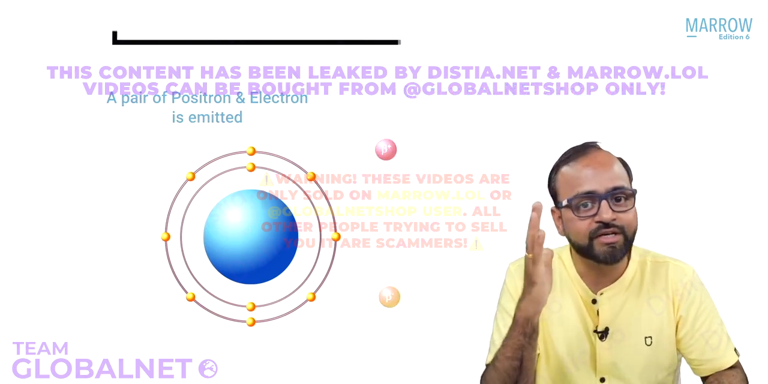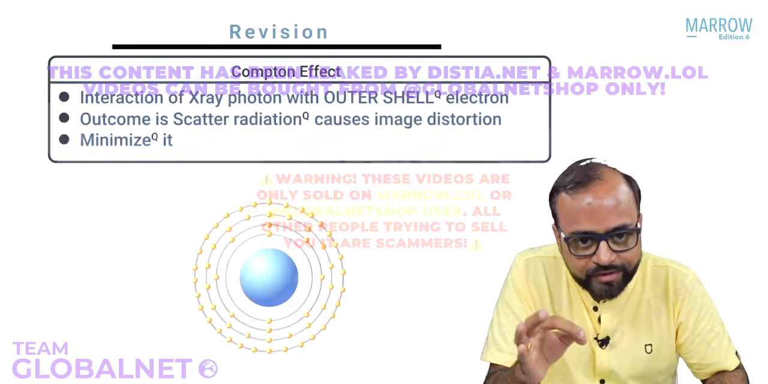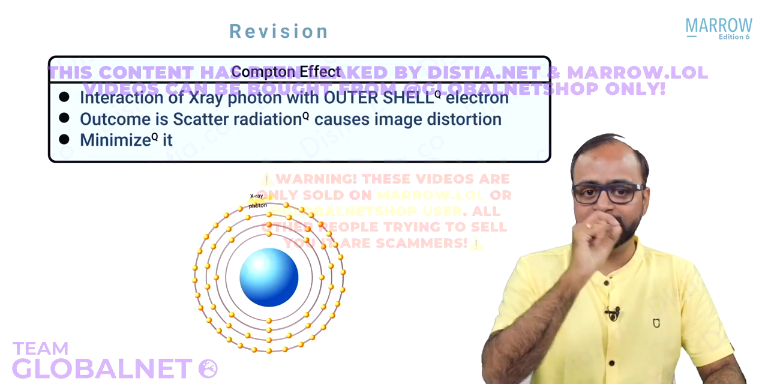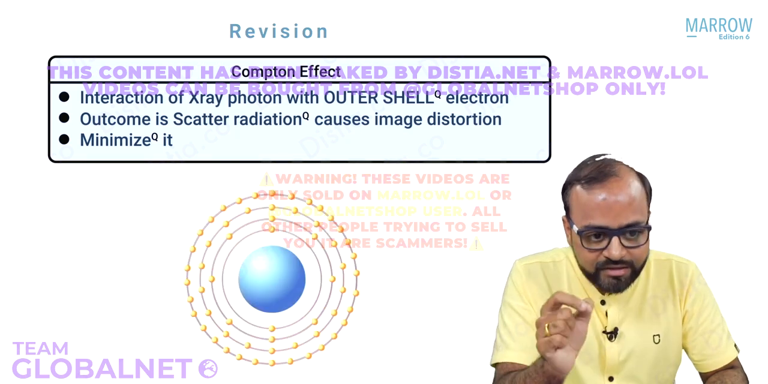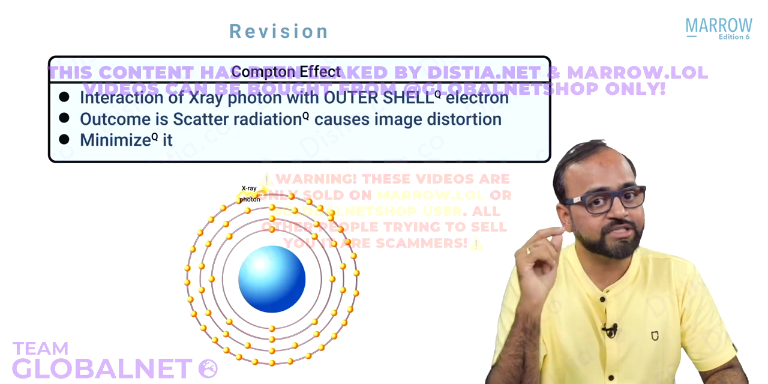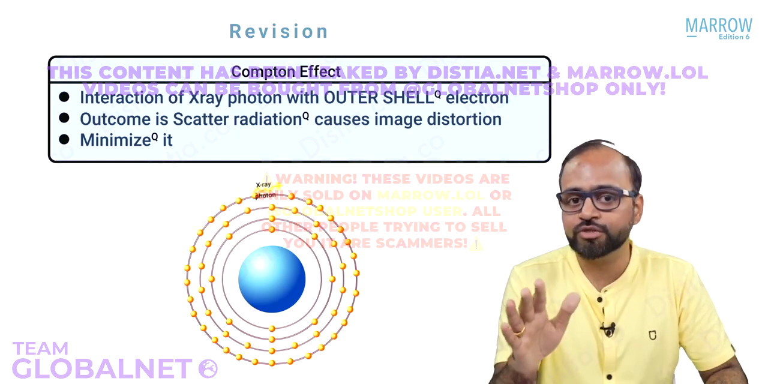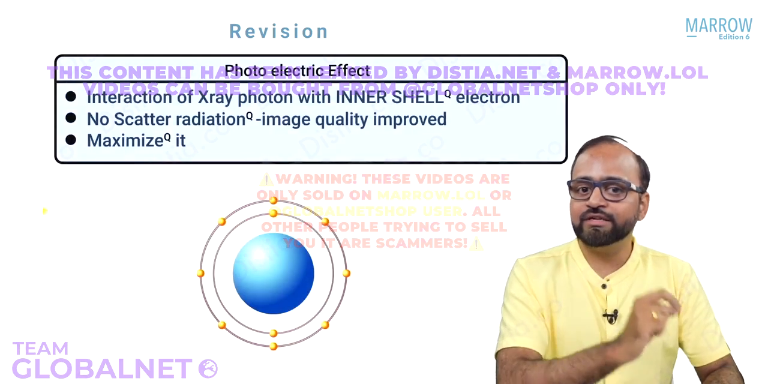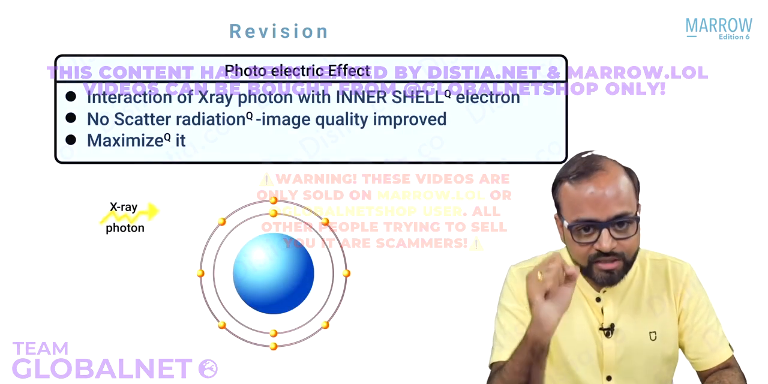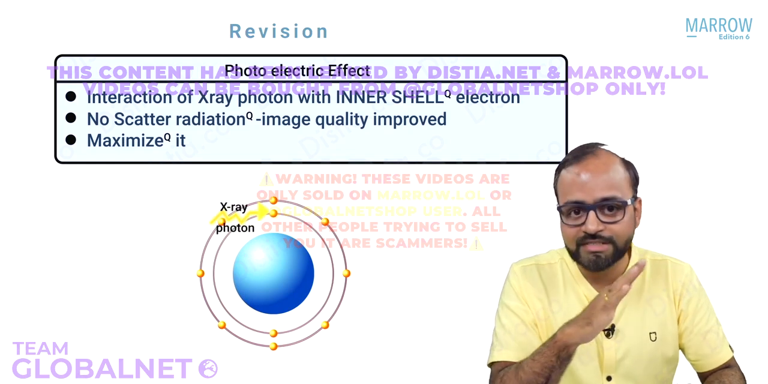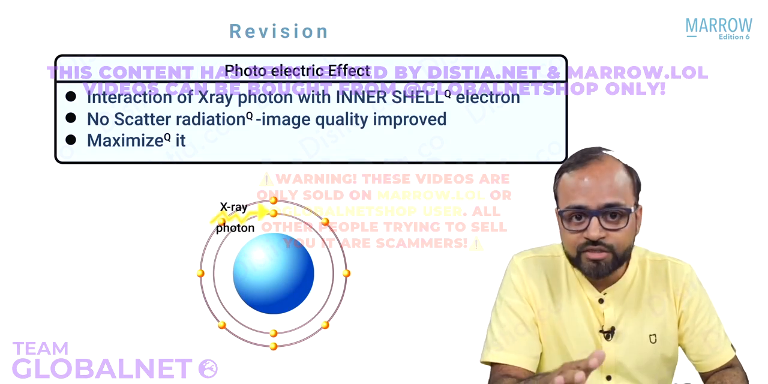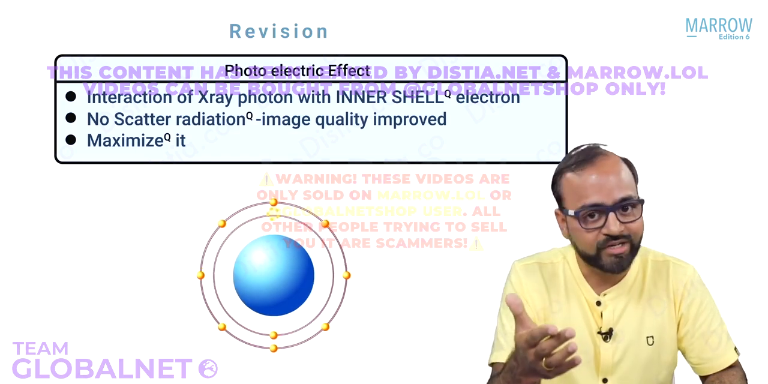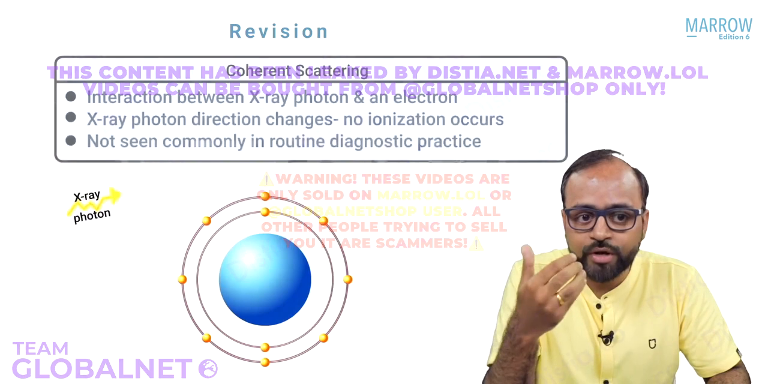Quickly, let us revise all the interactions that we have seen. Let us start with Compton effect. What is Compton effect? Look at the animation. It is an interaction of an X-ray photon with an outer shell electron. The result is that there is deviation of the X-ray beam or scatter radiation which causes image distortion. So we try to minimize Compton effect. What is photoelectric effect? An X-ray photon comes and strikes an inner shell electron. The X-ray photon disappears, there is no scatter radiation, it improves the image quality, and therefore we try to maximize the photoelectric effect.